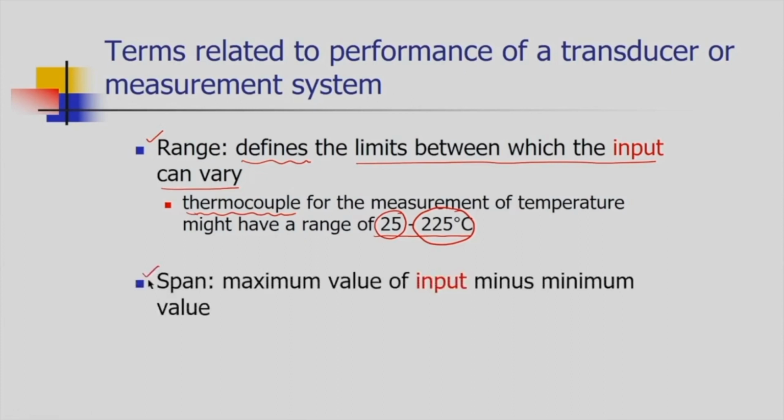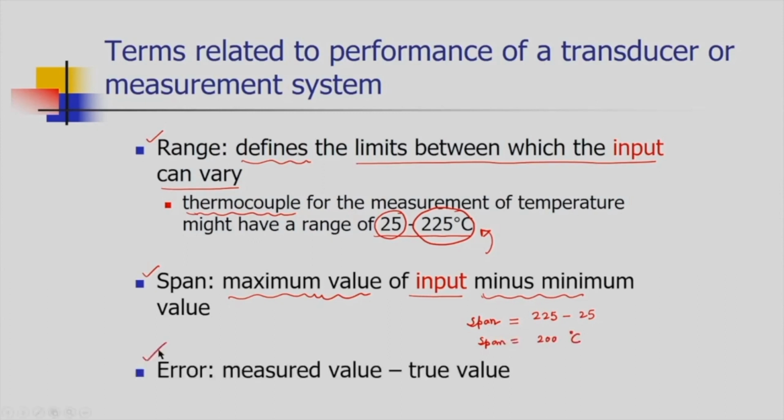The next term is span. Span is nothing but the difference between the maximum value of the input and the minimum value of the input. If you take this example itself, then the span of this thermocouple is its maximum input value, that is 225, minus 25. So, here we can say the span is 200 degrees Celsius.